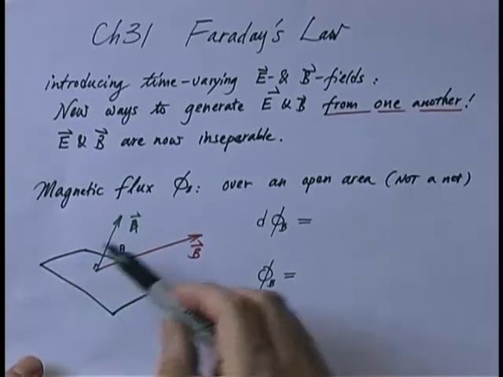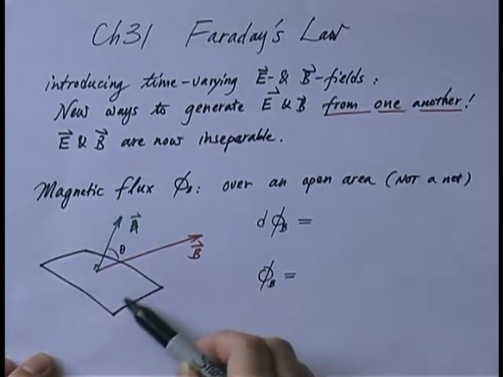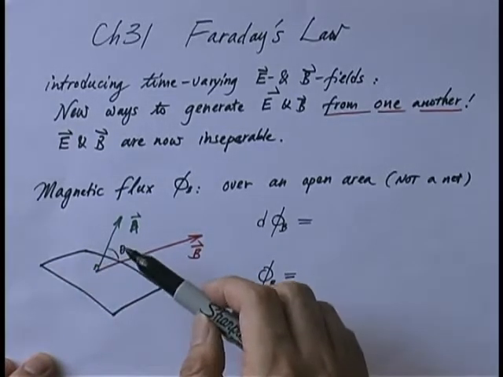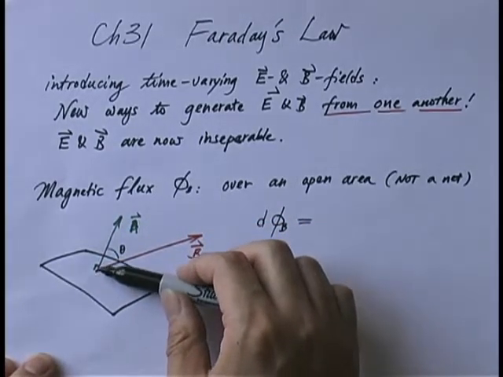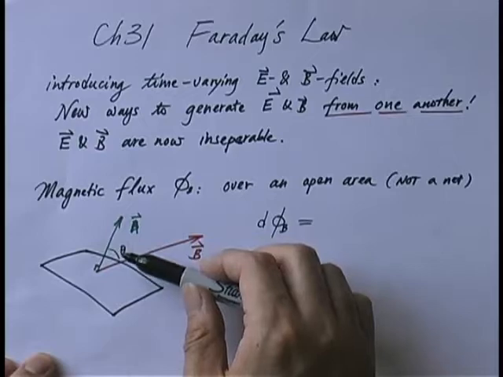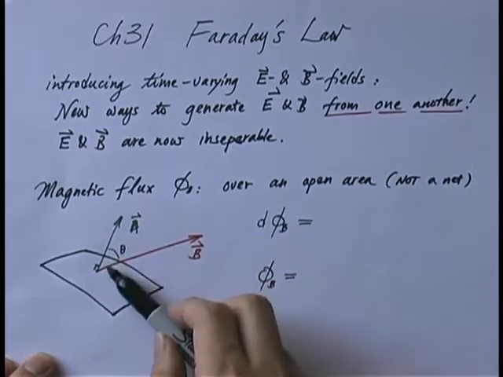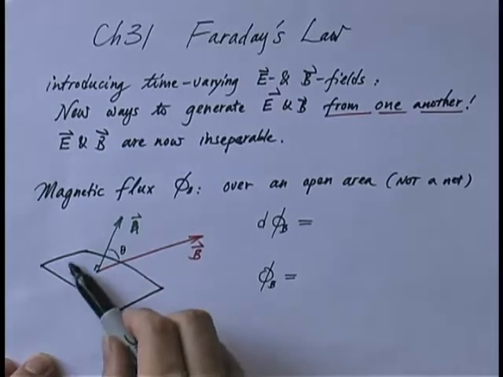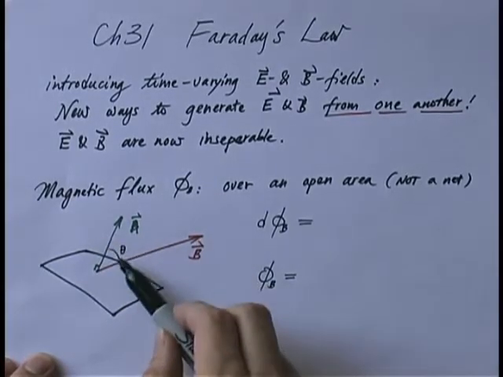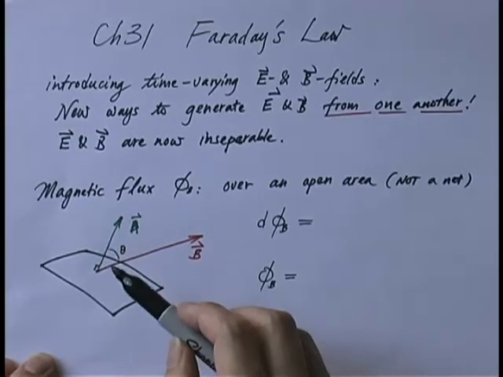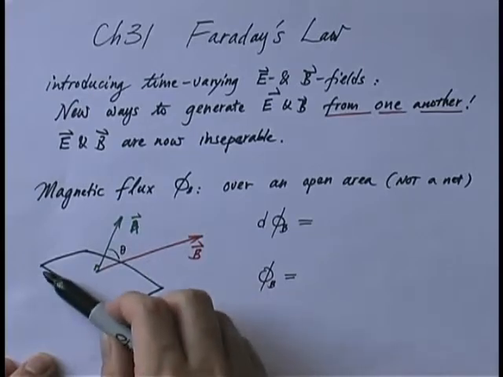Now, let's look at a magnetic flux. Suppose we start with a certain area, and just like the case of the electric flux, we can define a direction of that area, which is to be perpendicular to the surface of that area, and we have this vector A, and then through that area there is a magnetic field B. The angle between A and B is theta.